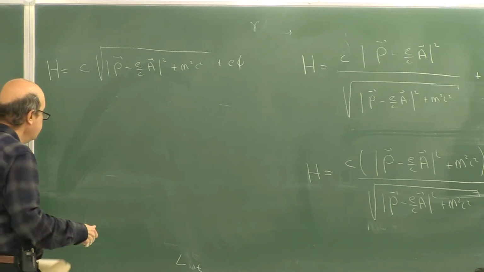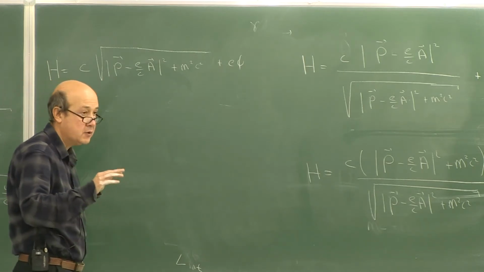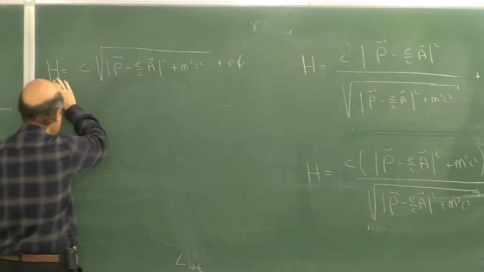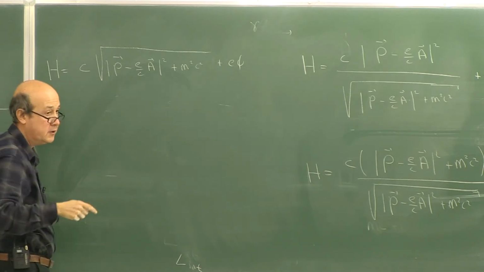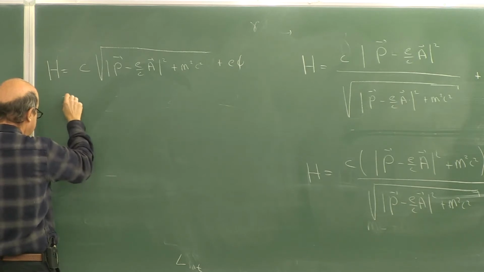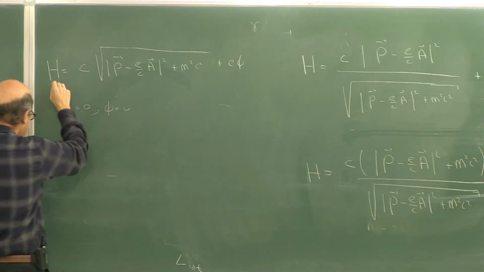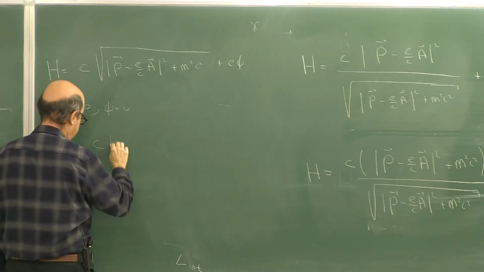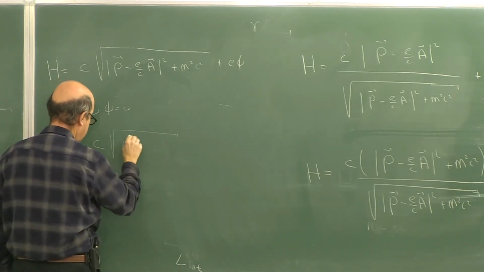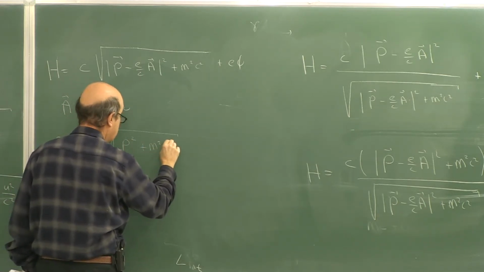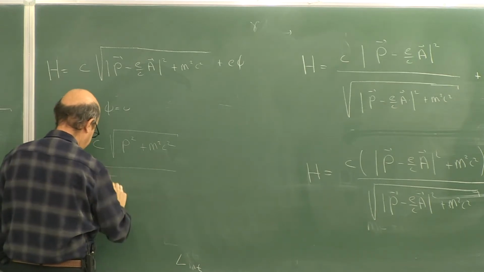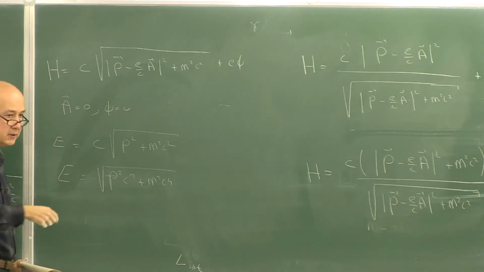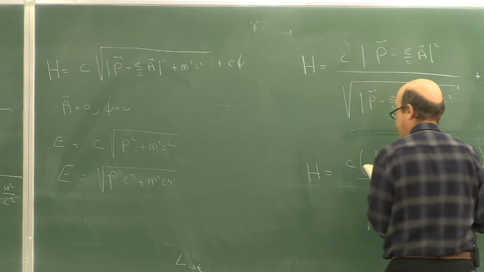So if you go to the specific case, if there is no interaction, scalar potential is zero, vector potential is zero. And this H is the energy. And what is this? If there is no interaction, if A is zero and phi is zero, so that is E, and that becomes c times square root of P square, M square C square, or P square C square plus M square C to the 4. Do you remember this expression? This is the energy of the relativistic charged particle.